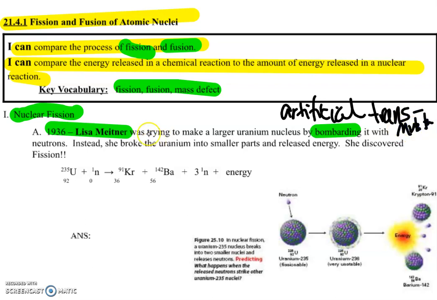Instead, she ended up breaking the uranium into smaller parts and releasing energy. She discovered fission. So here's an example of the reaction she was trying to do. She took a uranium-235 radioisotope, accelerated a neutron towards it, and then it broke up into smaller pieces, and she got a krypton-91, a barium-142, and 3 neutrons plus energy.